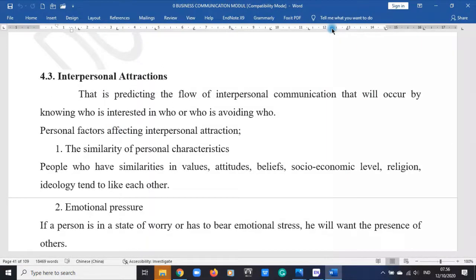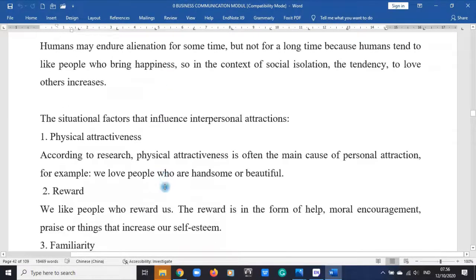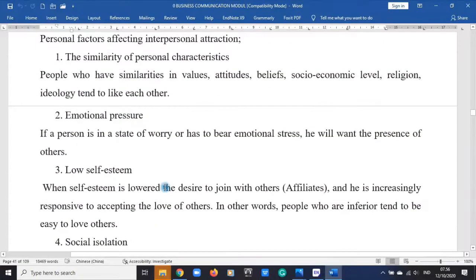The next part, the next subchapter, we will learn about interpersonal attraction. What can make you attracted to another person? You will like other people because of what? We have some points here.